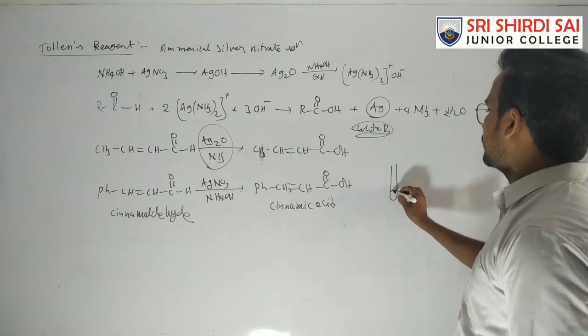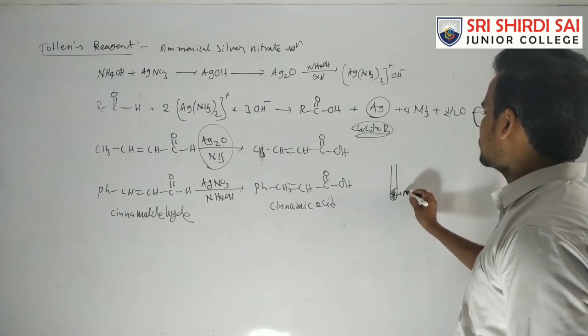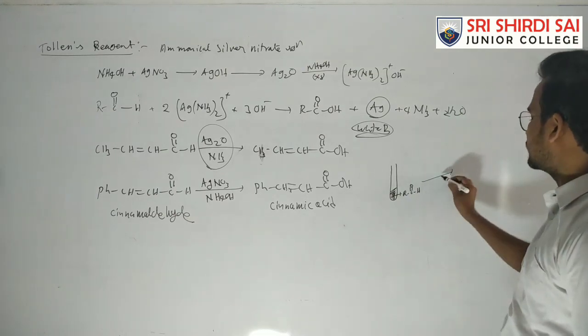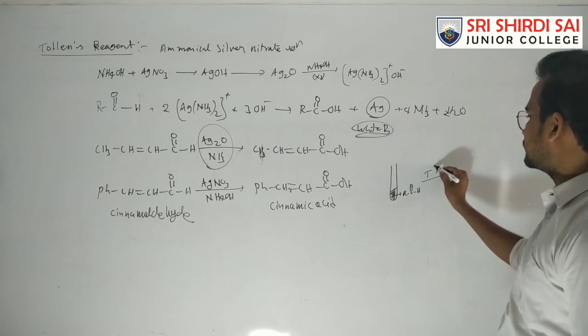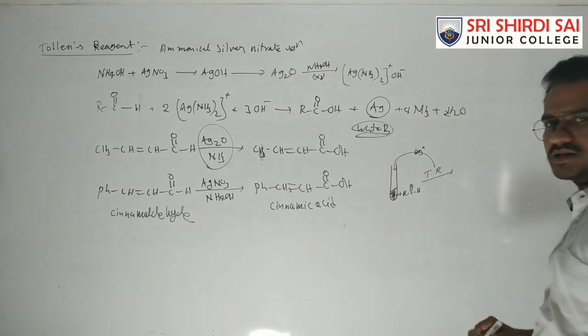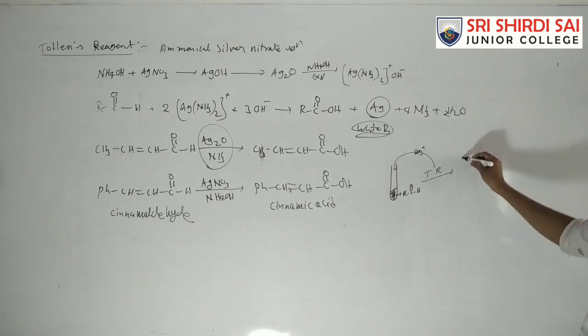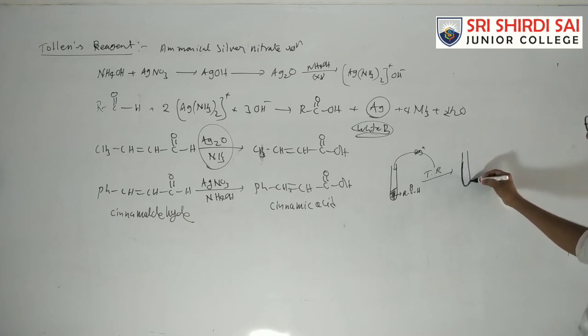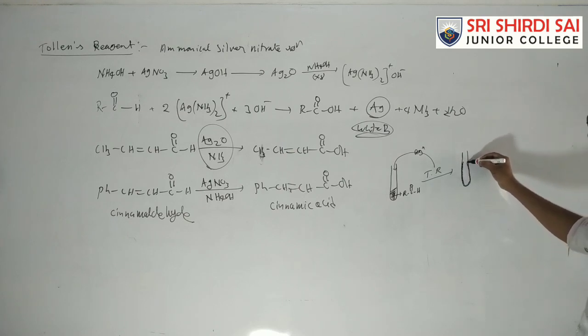Suppose this is the carbonyl compound, the aldehyde. To this aldehyde, Tollens reagent is added. That means Ag plus ion is present, and it is converted to Ag0, elemental silver. After conversion into elemental silver, a silver layer is developed on the inner wall of the test tube.